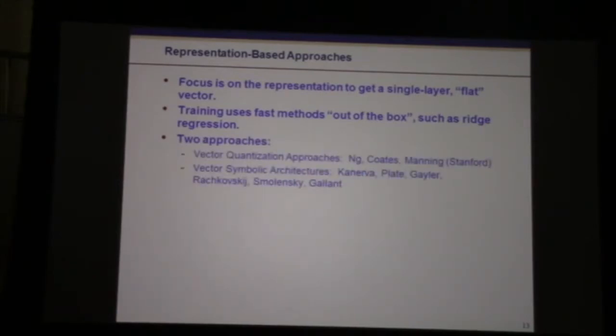So there's two basic ways of doing this. One is vector quantization approaches, which people at Stanford have some very good papers on. The other is vector symbolic architectures. Well, they both have history, since the vector quantization comes from image work, which also has a history.